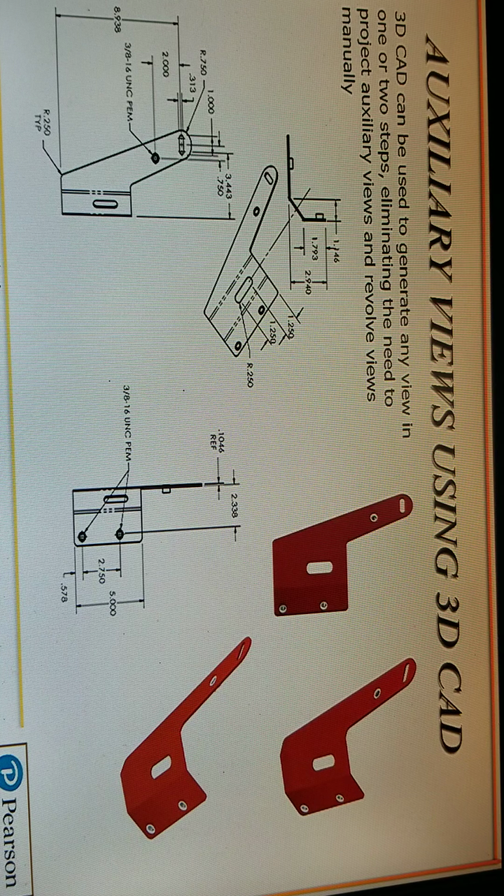From my part drawing, I can pull in that front view, and from the front view, I can pull to the right and get the right view. I can pull it up to the top and get the top view. And if I tell it to, I can have it draw an auxiliary view to the upper right of the front view. It's very easy to do in 3D CAD.